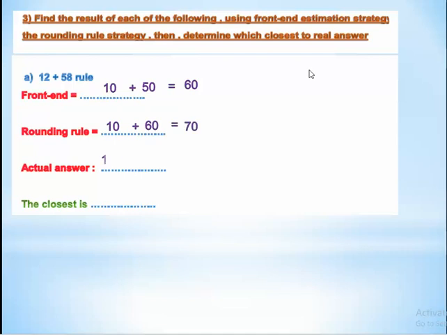Actual answer, 12 plus 58. 8 plus 2 equals 10, write 0 and carry 1. 1 plus 5 is 6, 6 plus 1 is 7, so 70. So the closest is rounding.